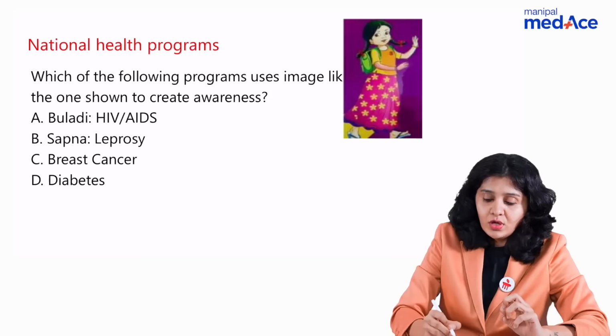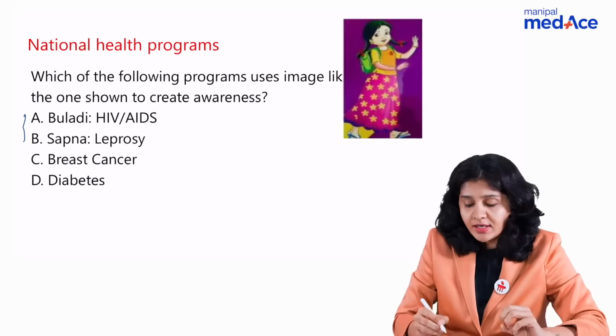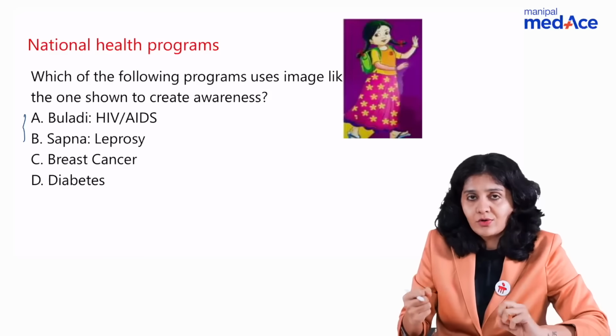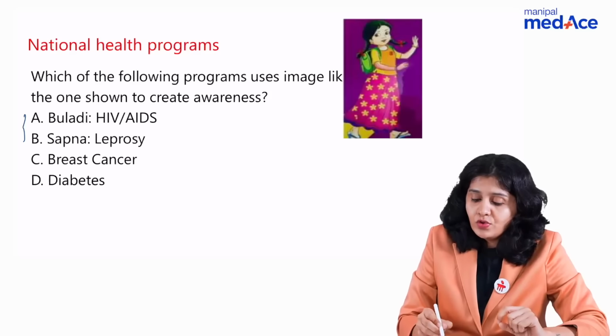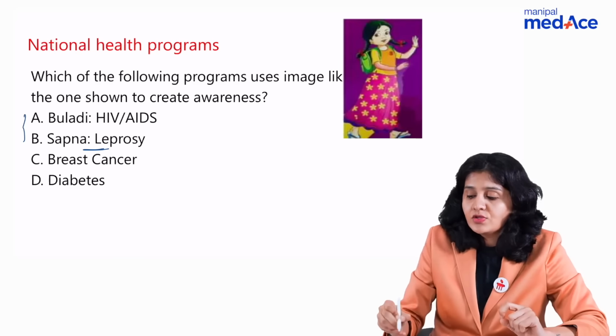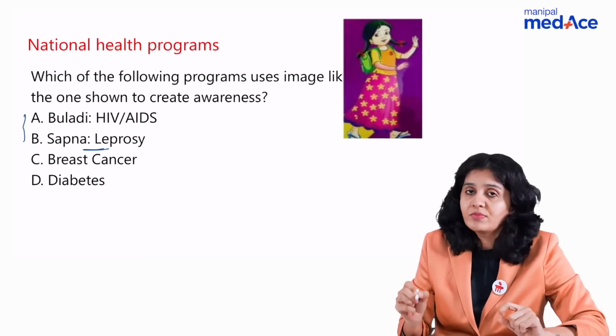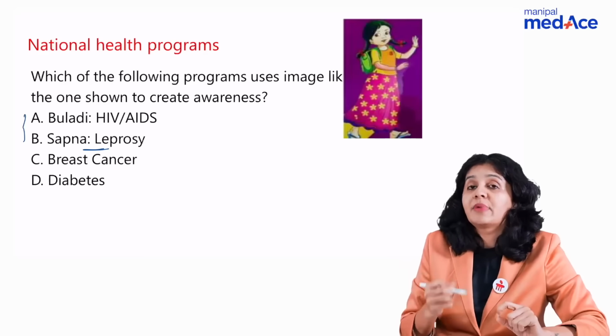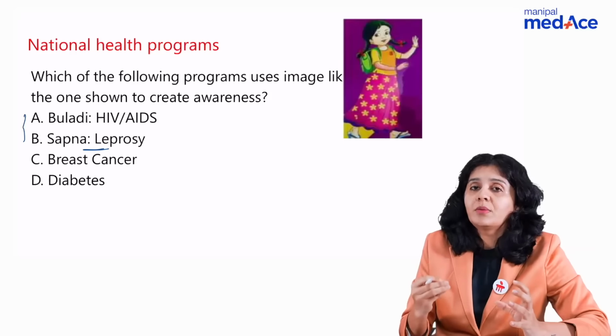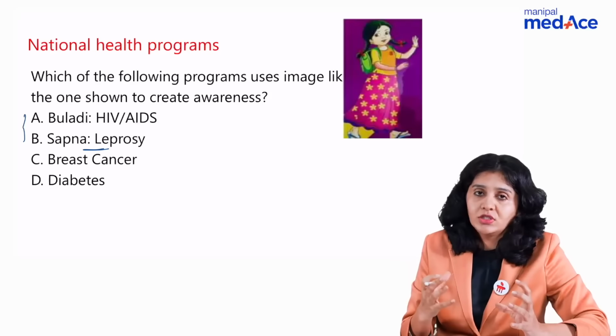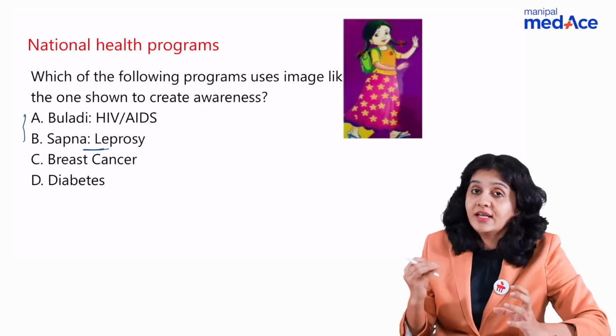The first 2 options I got correctly, and the last 2 options I've just added because I couldn't get the options. So the best answer for this is Sapna, leprosy, right? So this girl is called Sapna. She's a school-going girl. She suffered from leprosy, was cured of leprosy, but she's spreading awareness so that she can prevent the spread of leprosy in the community, right? That's what she's doing. She's creating awareness.